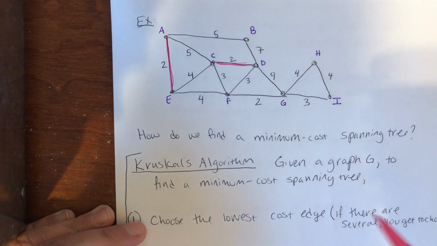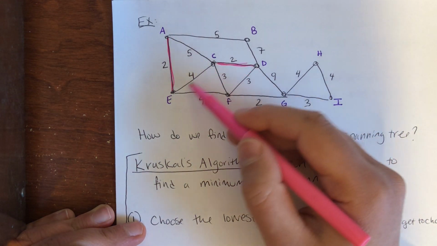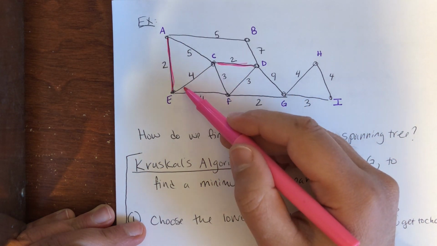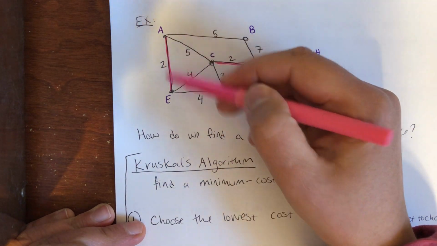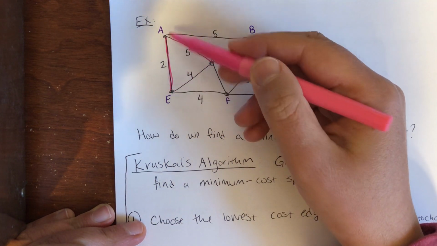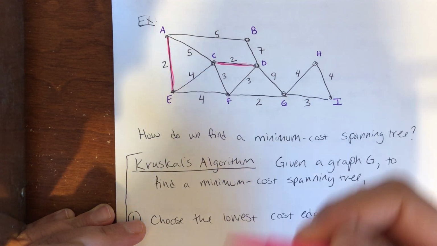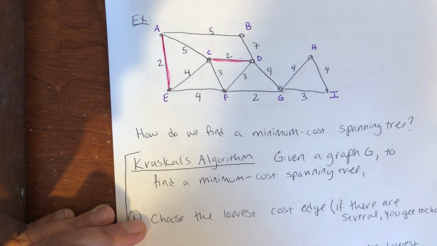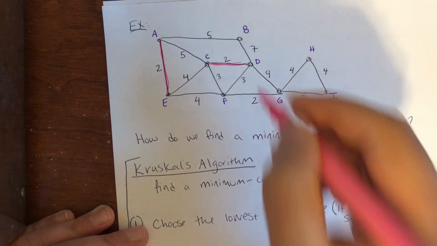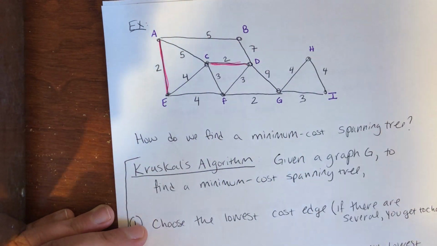It's also worth pointing out, I don't need to choose an edge that's adjacent to the one that I've already chosen, or to one of the vertices on the edge I've already chosen, right? It's okay that these two are disconnected for now. This algorithm in the end is going to give you a graph that is connected. So it's okay that these are separate from each other.